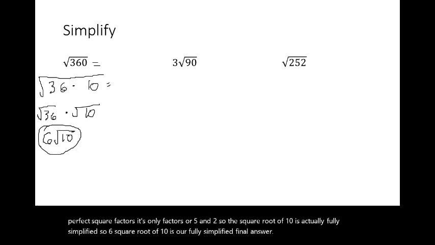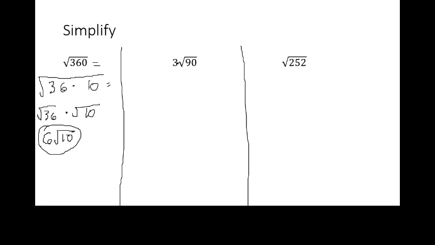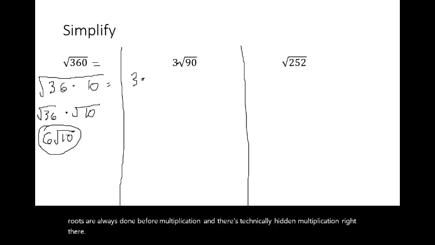Now for 3 square root of 90, notice how the 3 is outside of the square root. Remember, square roots are always done before multiplication, and there's technically hidden multiplication right there. So what I'm going to do is focus on simplifying the square root first, get that fully simplified, and then once that is finished, I'm going to take care of this times 3 that is outside of the square root.